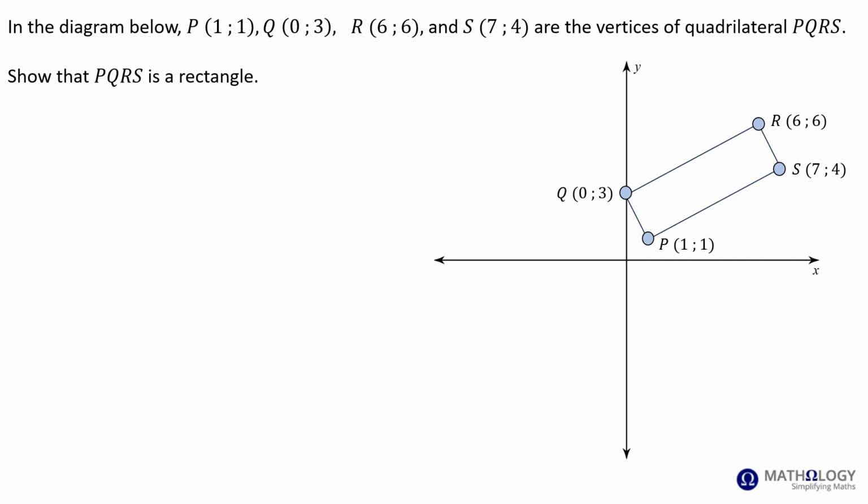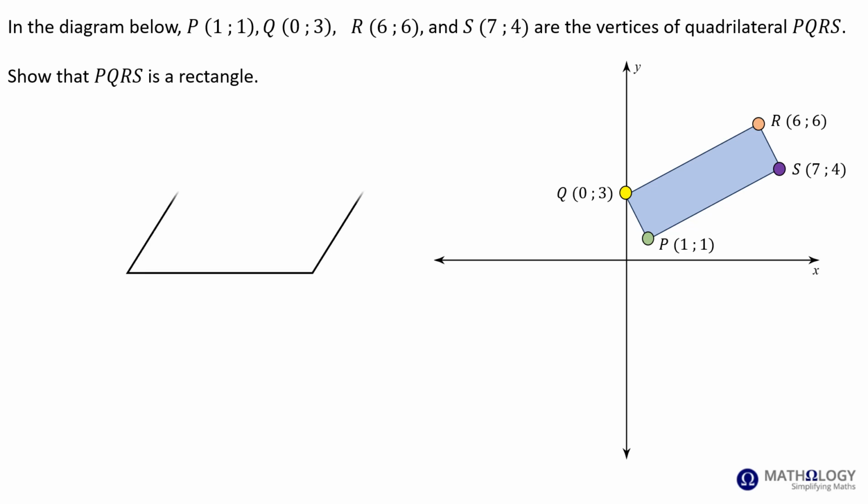In the diagram below, P, Q, R, and S are the vertices of quadrilateral PQRS. We are required to show that PQRS is a rectangle. A rectangle has several properties, but to show that PQRS is a rectangle, we need only prove certain properties are true for this quadrilateral, and not all of them.